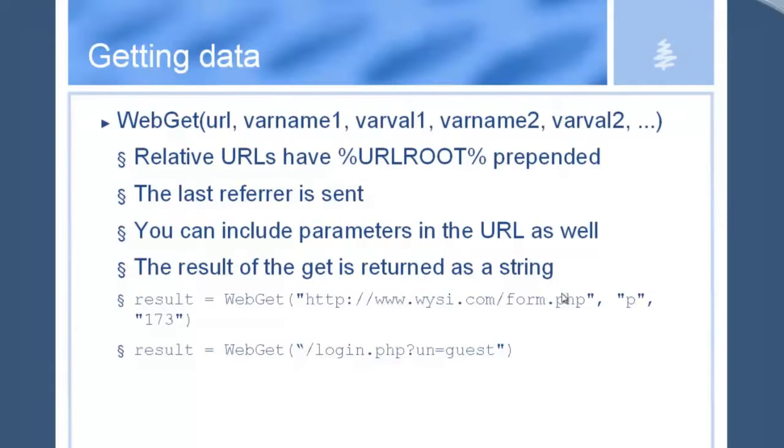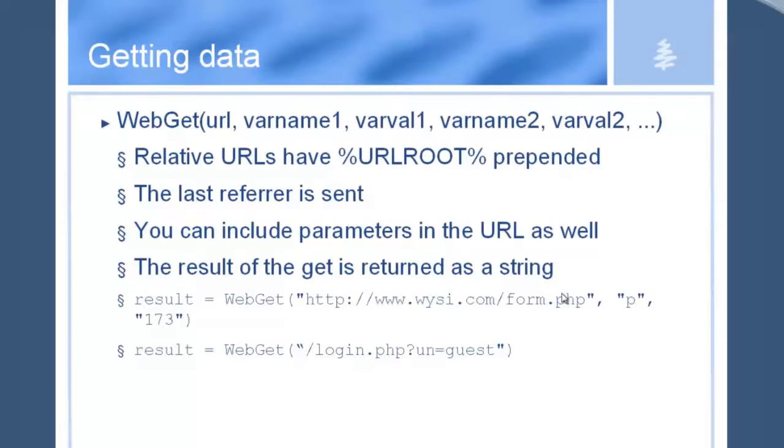We send up the last referer as part of that, so if you set that referer or we record that as part of the script, that'll be sent up, as well as the cookie, of course. You can include parameters directly in the URL as well as in that variable list at the end there. And it's really your choice where you put them. If they're more static values, you may want to include them in the URL. If they're ones you're calculating or maybe creating on the fly randomly, then you may want to include them in those parameters to make it clear that's what you're sending up. And the result of the get is returned to you as a string.